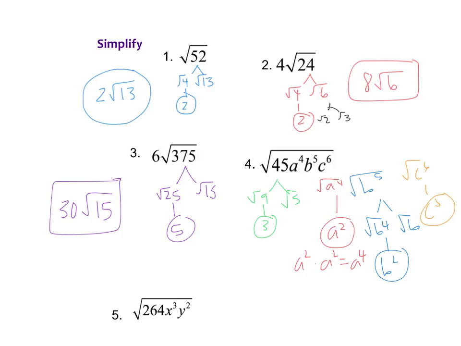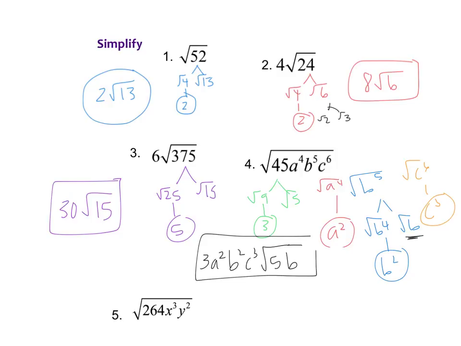Everything that's circled will come outside the radical. Everything that's not will obviously stay underneath. So a 3 comes outside, an a squared, a b squared, and a c cubed, times the square root of 5, and then b is still left under the radical. So that would be my final answer.